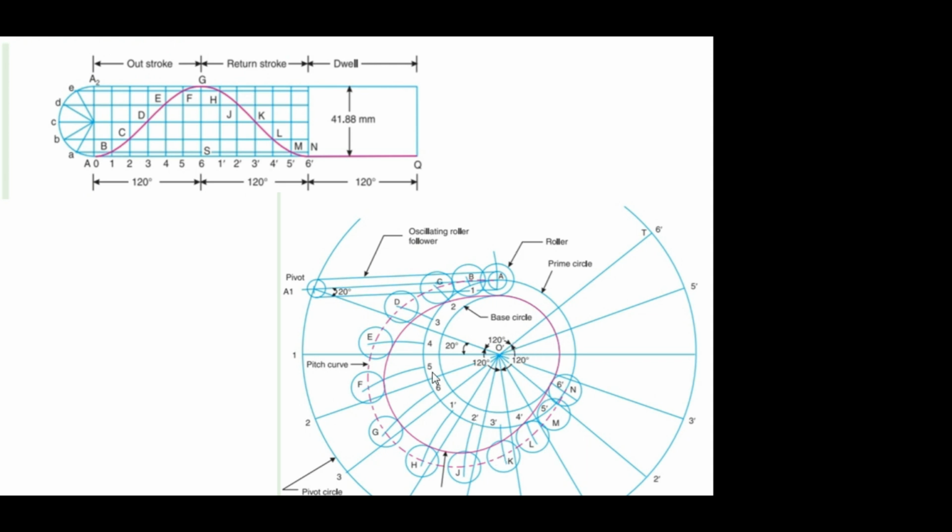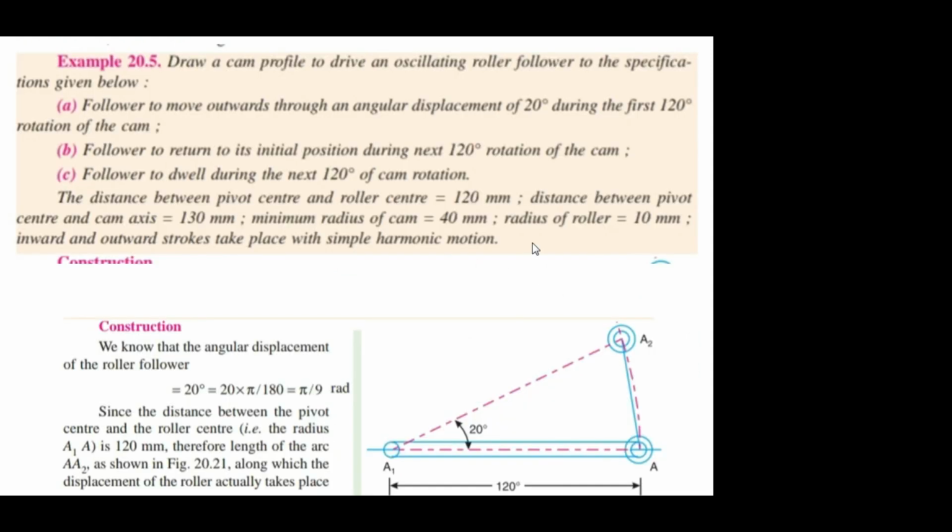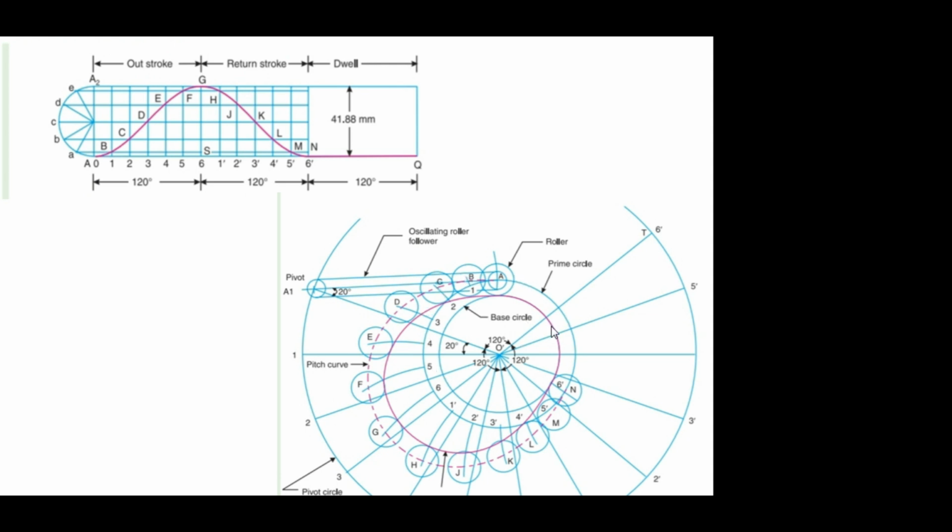Then draw vertical and horizontal axis of the cam. Draw the prime circle. The radius of prime circle is equal to radius of base circle plus the radius of roller. Radius of base circle is 40 mm and the radius of roller is 10 mm. So draw the prime circle with radius 50 mm. Base circle with radius 40 mm, prime circle with radius 50 mm.